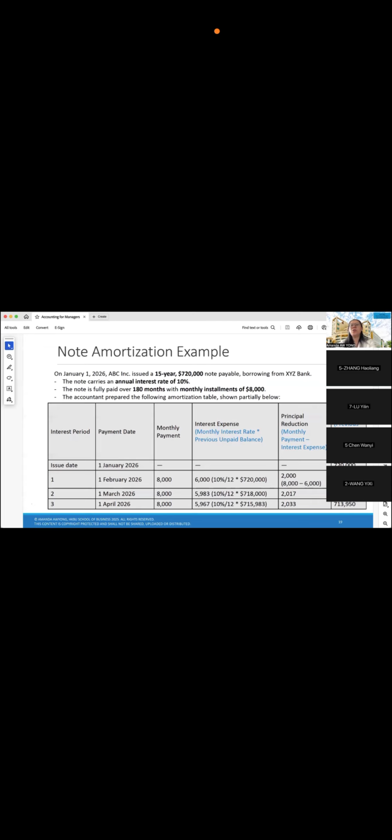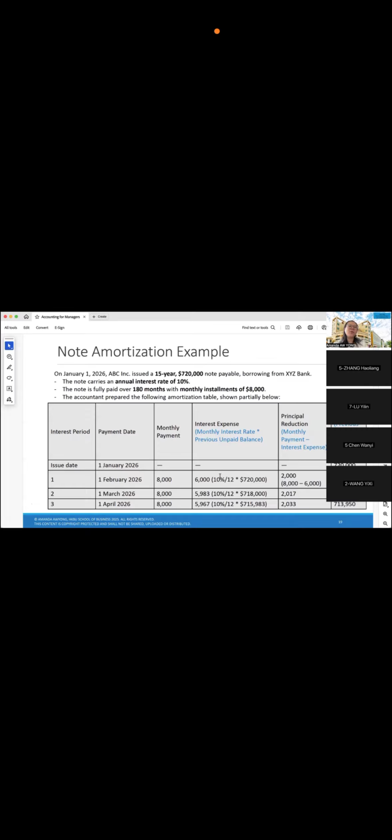So the unpaid balance would be the total principal of $720,000. Now, in the next period, because this is a monthly installment, the next period would be the following month, 1st of February 2026. And the question says that the monthly payment is $8,000. Okay, how we calculate the interest expense would be following this formula, where we take the monthly interest rate multiplied by the previous unpaid balance, right?